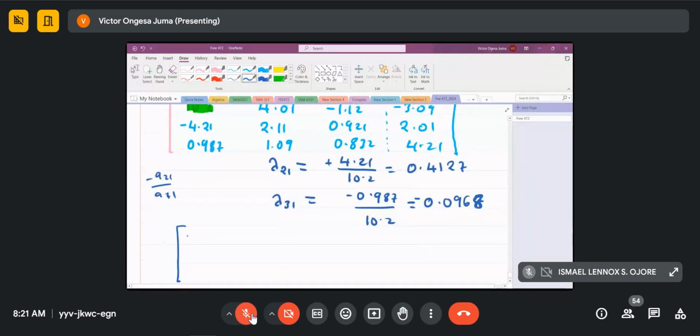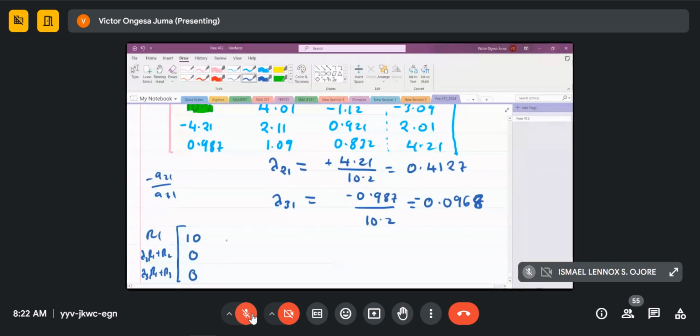So the first row, nothing changed. So if we reduce, this will be 0, this will be 0. Because remember, this is just row 1. This will be lambda 21 times row 1, and then plus row 2. And then this will be lambda 31 times row 1, and then plus row 3. So just multiply by the first row, the pivot row, and then you add to the second one. And so if you reduce, this will be 0.